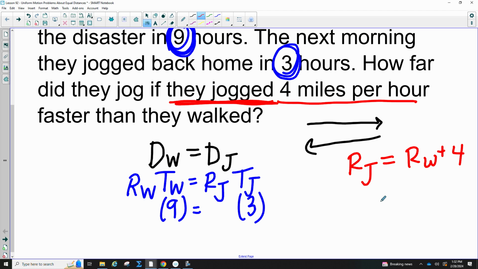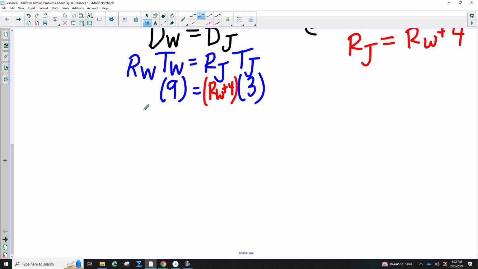Then we plug it in. So now my RJ is equal to RW plus 4. And I squeeze it in. All right, and then I have an RW that I just rewrite. So on this side, I'm going to make this 9RW, so I'll put the 9 in front. And on the right-hand side, I need to distribute the 3. So this would be 3RW plus 12.